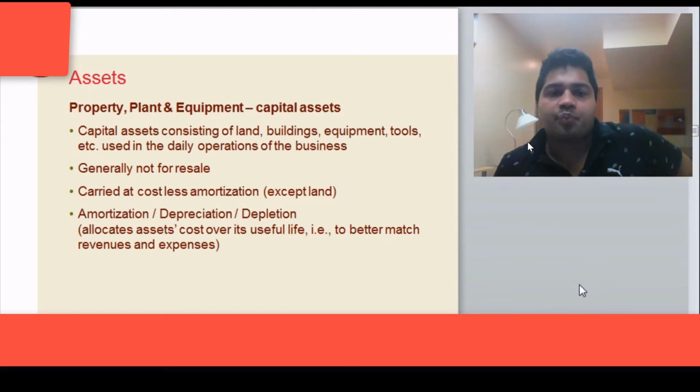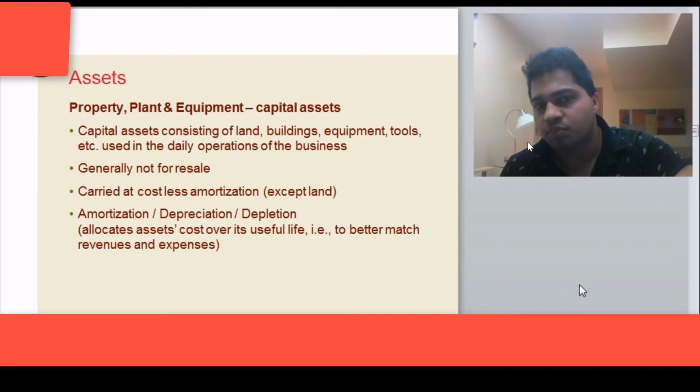So property, plant and equipment are called capital assets. Capital assets consist of land, building, equipment, tools, etc. These are used in the daily operations of the business. They are generally not for resale. They are carried at cost. So whatever you have invested initially, you amortize or depreciate it. So cost less amortization, except land. Land is never depreciated and never amortized. It is always carried at the cost at which you buy it.